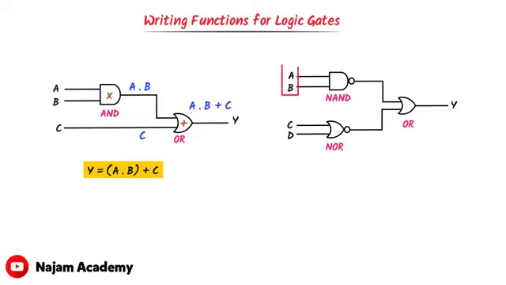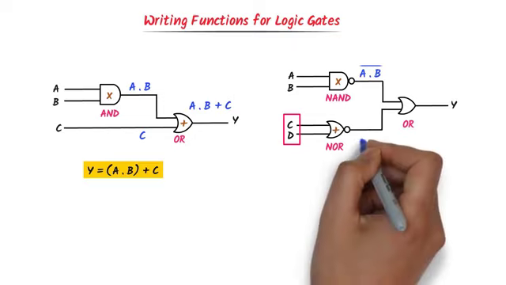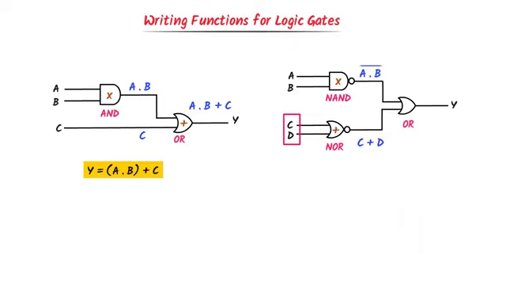Now two inputs A, B are given to NAND gate. The AND gate will multiply it, A dot B, while the NOT gate will inverse it. I put bar on A dot B. Secondly, two inputs C, D are given to NOR gate. The OR gate will add it, C plus D, and the NOT gate will inverse it. I put bar on C plus D.